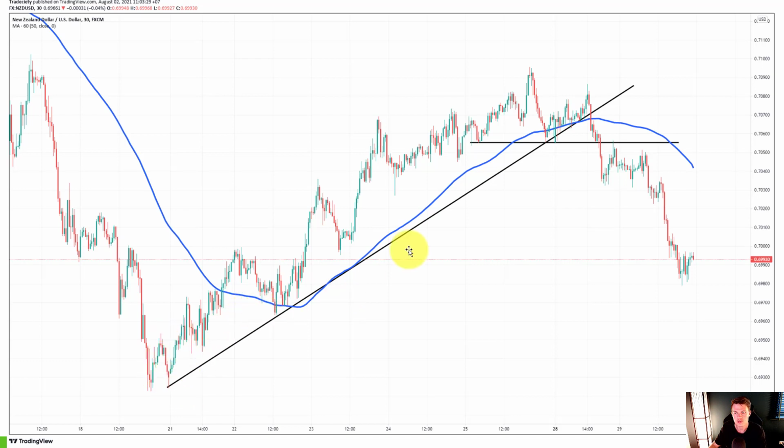So we have 1, 2, 3 touch points. We have here a lower high. We have here a double bottom, which is important. The market suddenly made a huge corrective wave. And the impulsive wave here was suddenly not strong enough to get even close to the high.